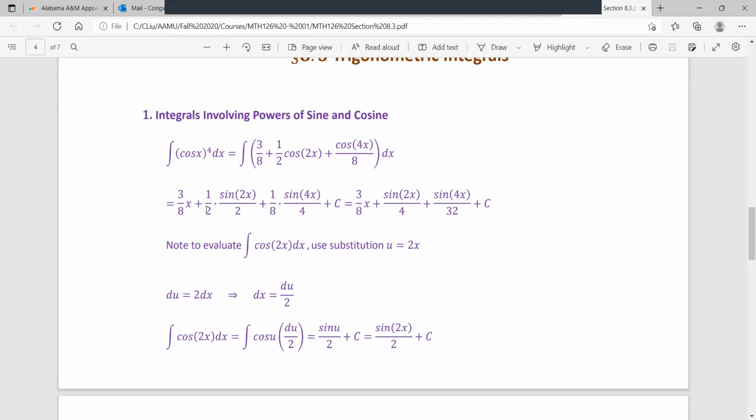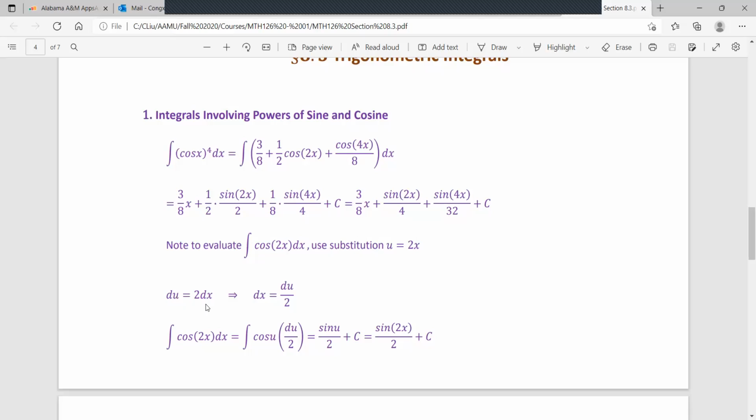So just simplify the terms. You get 3x sine 2x over 4, 2 by 2 is 4, and sine 4x over 32, 8 times 4 is 32, plus c. Okay, so when you integrate cosine 2x or cosine 4x, you use substitution for u equal to 2x or 4x in those cases. So just follow the same procedure for substitution.